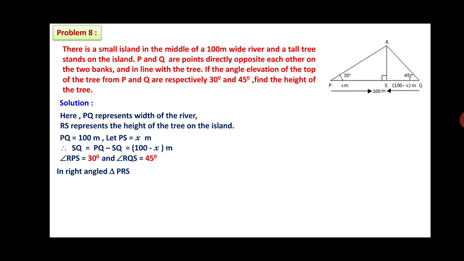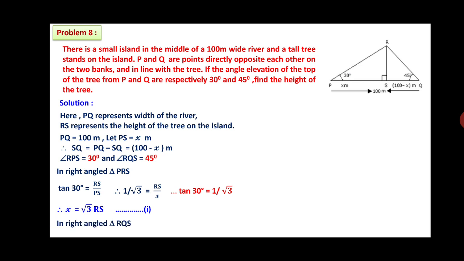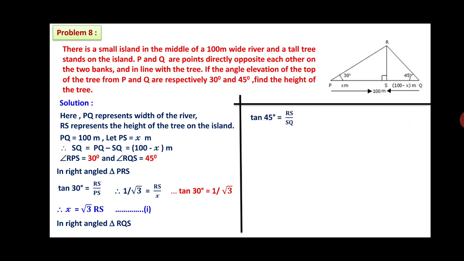So, in right angle triangle PRS, you are getting tan 30 is equal to RS upon PS. Therefore, the value of tan 30 is 1 upon root 3, which is equal to RS upon X. Therefore, we can write that X is equal to root 3 into RS, equation 1. Similarly, in right angle triangle RQS, tan 45 is equal to RS upon SQ. Therefore, tan 45 is 1, which is equal to RS upon 100 minus X. Therefore, RS is equal to 100 minus X, so X is equal to 100 minus RS, equation 2.